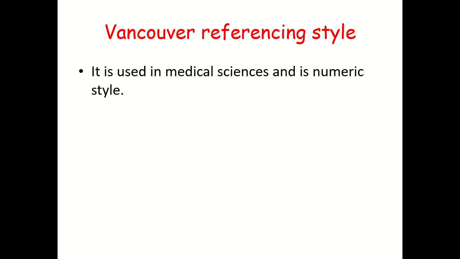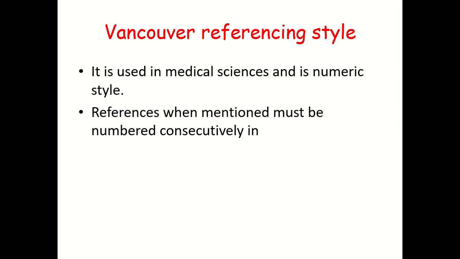Now, during citing, in the Vancouver style of referencing in particular, you have to give a number to that reference. In the work you just cite the reference in numerical order 1, 2, 3, 4, 5, and at the end you write the bibliography, the full reference, using the Vancouver referencing style. Vancouver is used in medical sciences and it is a numeric style. The references, when mentioned, have to be numbered consecutively in the order as they appear.